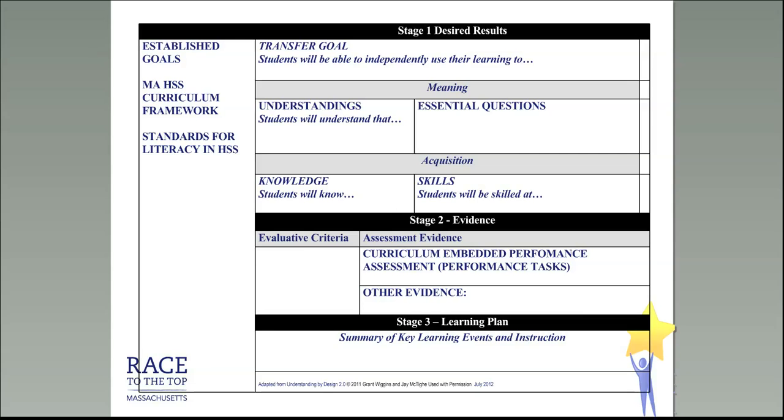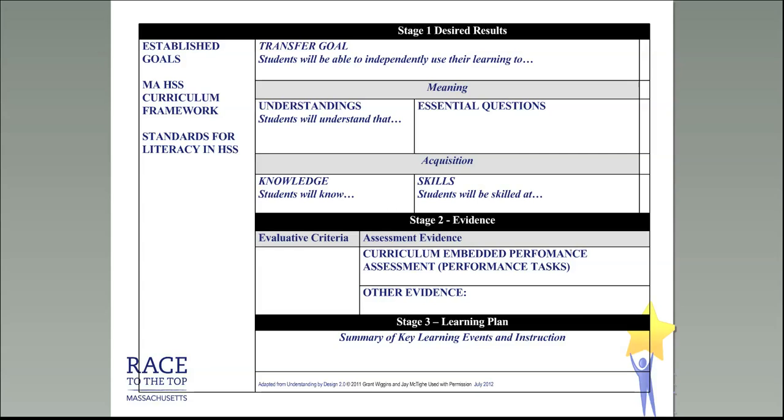I'm really okay. You'll see that the established goals are the math, history, social science curriculum frameworks, and the standards for literacy in history, social science. So when we say goals, we are really not talking about goals that teachers developed in their teams. Our goals are what the state says that we need students to know and be able to do, the outcomes that we need students to reach.